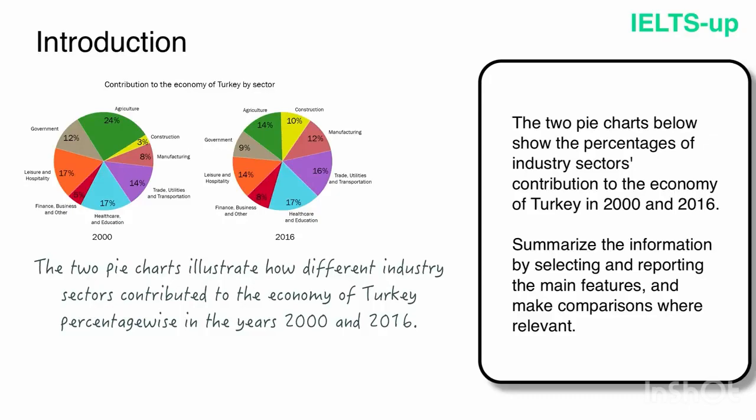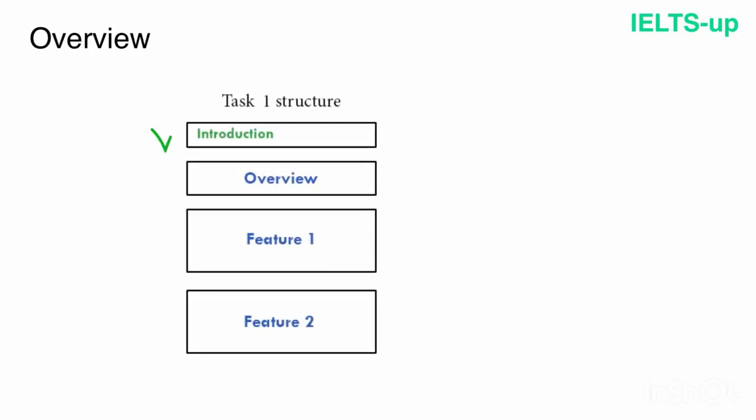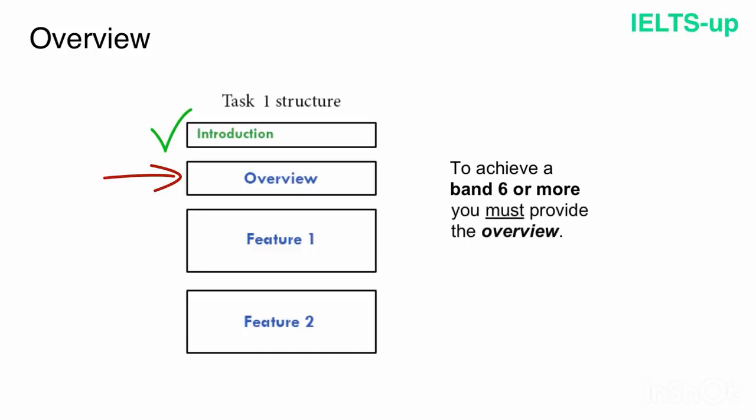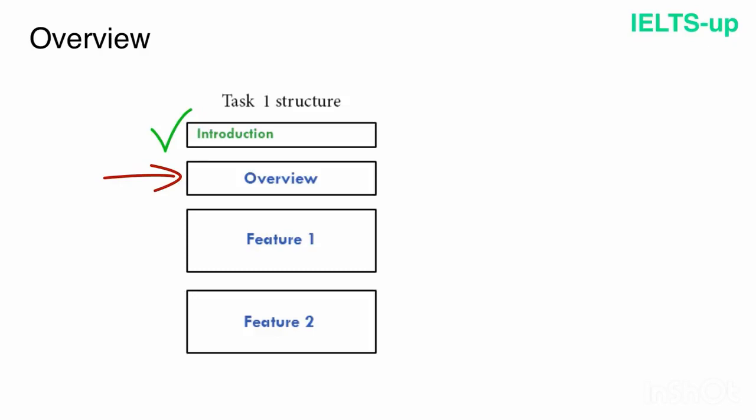It is clear and specific, so when the examiner starts reading this essay, he will easily understand what our pie chart is all about. When we have finished the introduction, we have to move on to the general overview paragraph. Remember, to achieve a band 6 or more for task 1, you must provide the overview. In the overview paragraph, you should briefly describe major features of your pie charts.